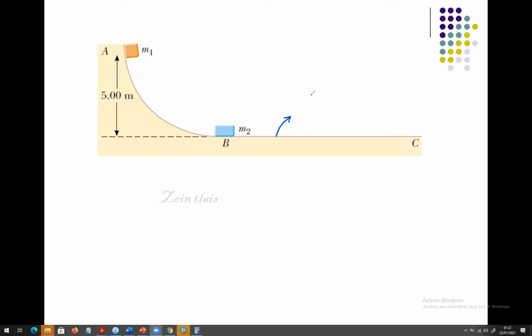Before going to the solution, let me explain the situation. First of all, we have no friction on the track. In this case, we have a conservation of mechanical energy: E mechanical initial equals E mechanical final for any configuration of M1 and M2. This is the first point. The second point: M1 and M2 are not connected. We don't have a cord between them. We don't have a spring between them.